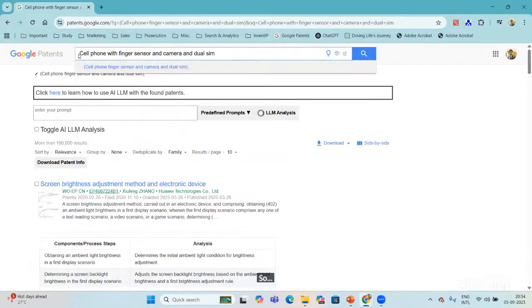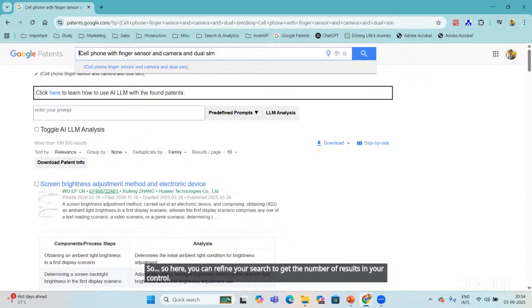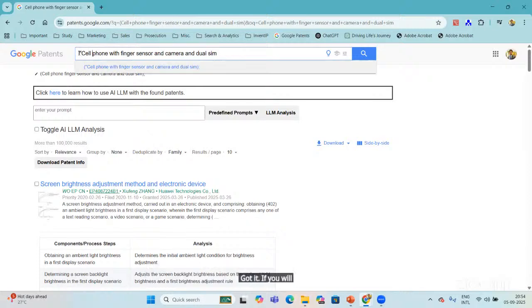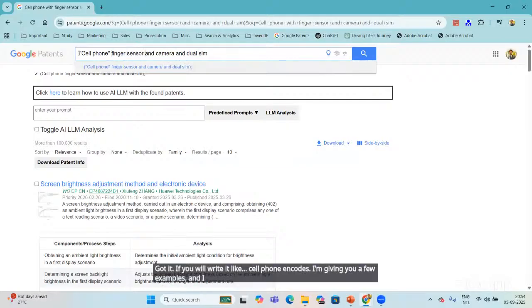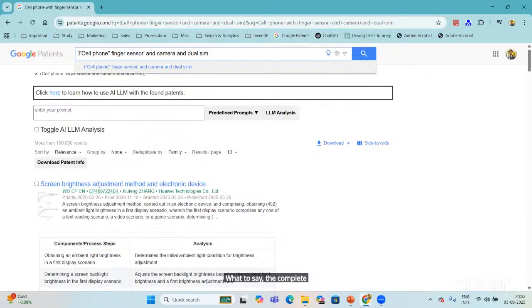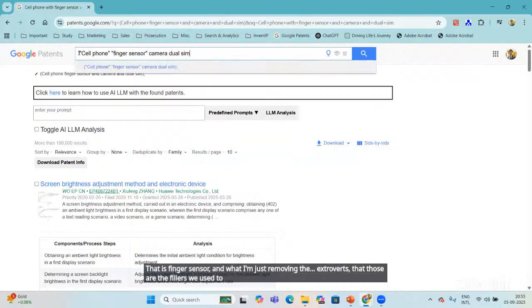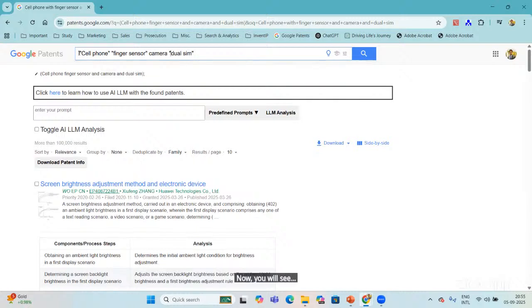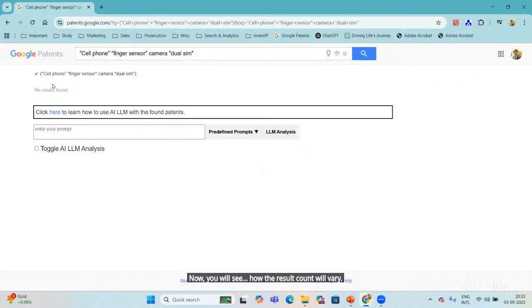So here you can refine your search to keep the number of results in your control. Got it? If you write it like cell phone in quotes, I'm giving you a few examples and I would be happy to share the complete instruction set with you in a separate email. That is finger sensor, and I'm removing the extra filler words. Now you will see how the result count will vary. It's showing no results at all.